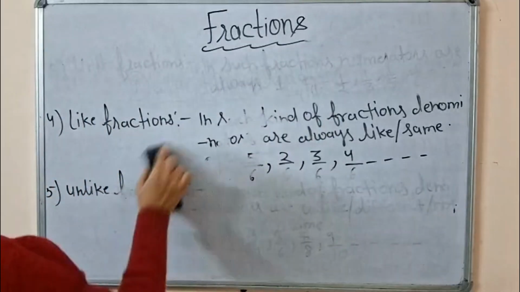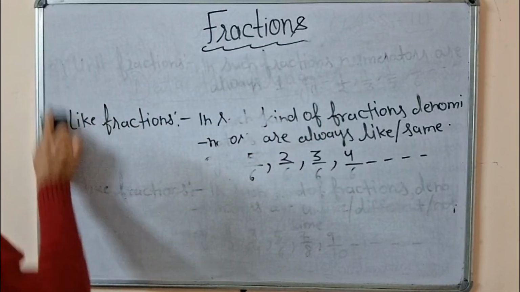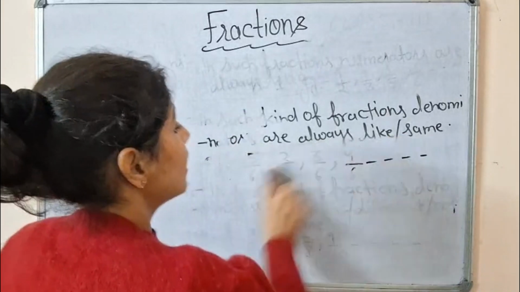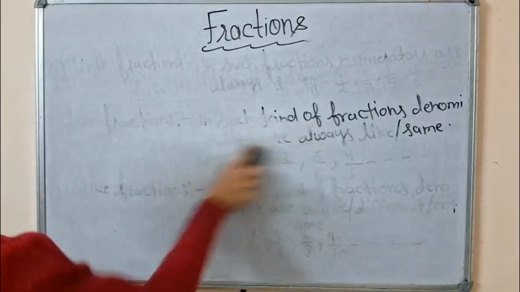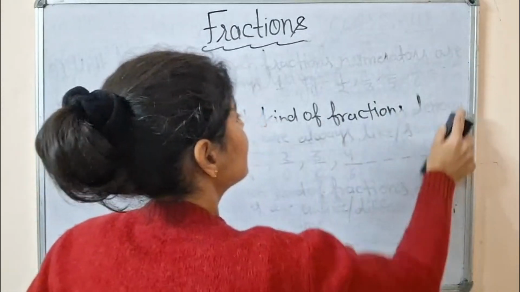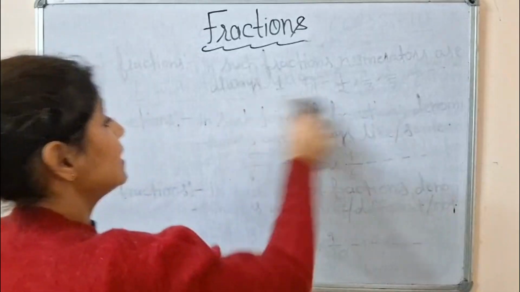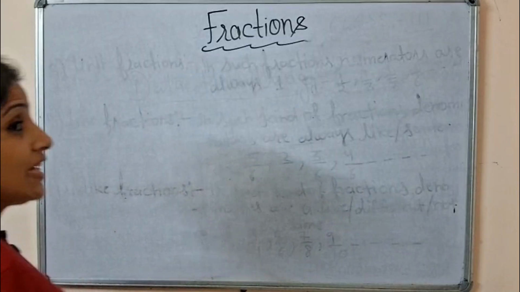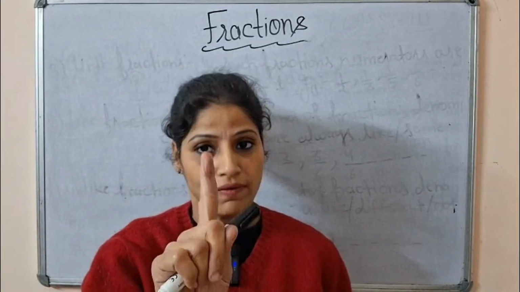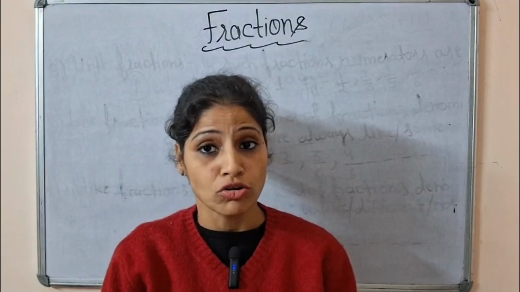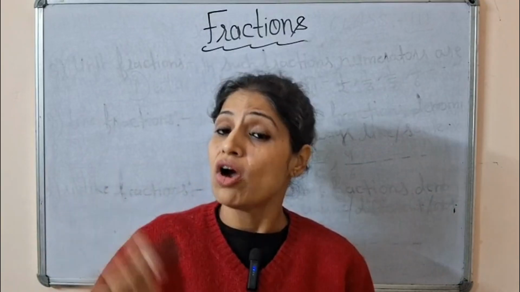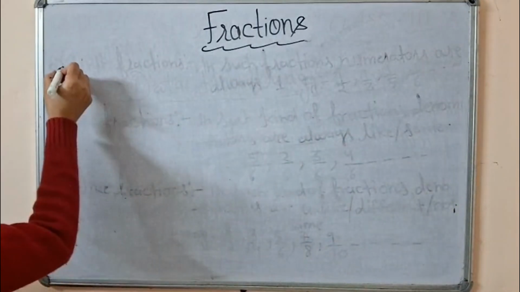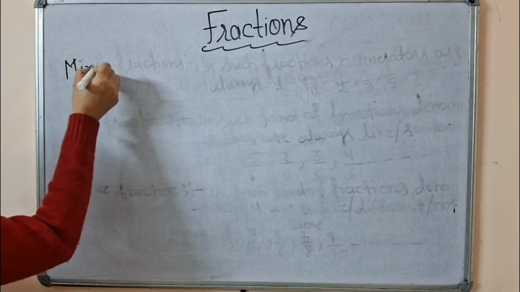Okay. So we have done different types of fractions. We have done like fractions, unlike fractions, and unit fractions. Like fraction says my denominators are same. Unlike fraction says my denominators are not same or different. Unit fraction says my numerator is always 1. And unit fraction is also called the proper fraction. Moving on to the next type of fractions, which is called mixed fraction. Okay, so let's write it.